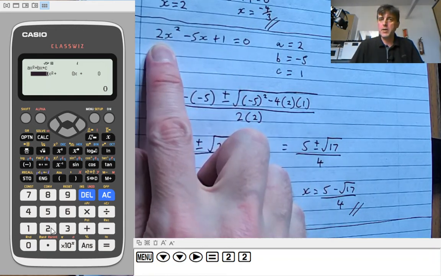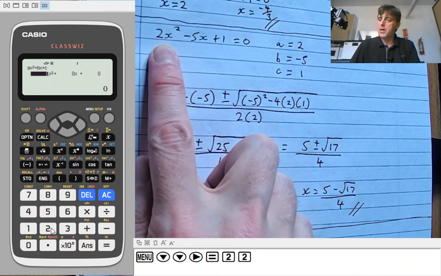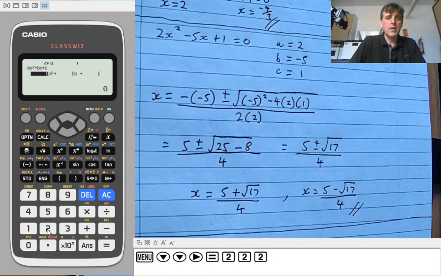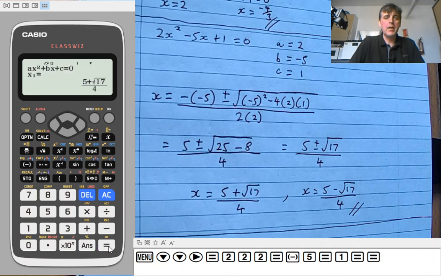So our equation here is going to be 2x squared minus 5x plus 1. So let's put that in here. 2 is the x squared coefficient, negative 5 for the x coefficient, and 1 for the constant term. Okay, and then hit equals again, and there it's given us the solution, or one of the roots at least, 5 plus root 17 over 4, which was one of the ones we got. If you look at the paper, we saw one of those here already. And then if we hit equals a second time, it tells us the second root of the equation.